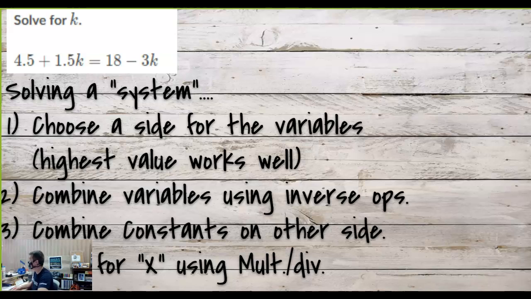Minus is negative. So instead of saying 18 minus 3k, we can say 18 and negative 3k. And I'm going to write it like that. So I know you can't see what I'm writing right now. That's on purpose.